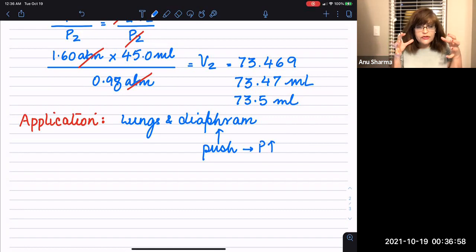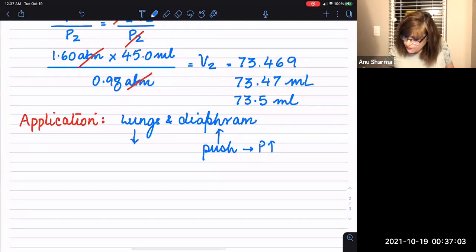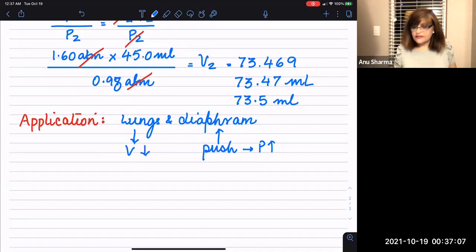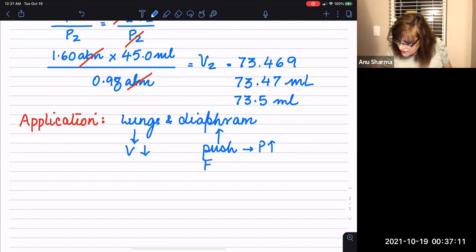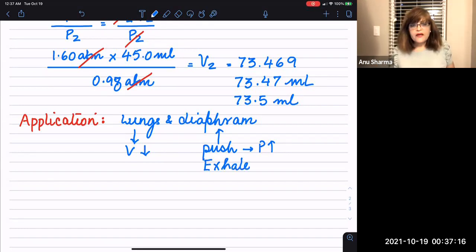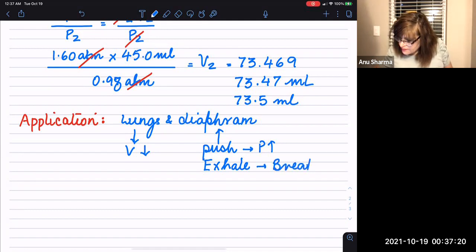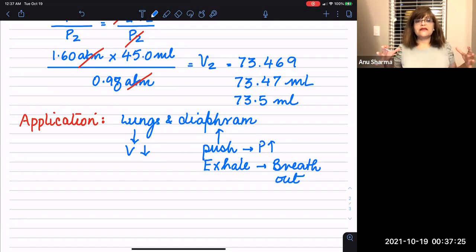And when the pressure on the diaphragm is increased, what happens to the lungs? The volume of the lungs goes down. So you can try this. You push it, that means you are exhaling. You exhale the air out, so that means you're breathing out. But when you breathe in, you're relaxing your diaphragm, and when you're relaxing your diaphragm, the volume is increasing, right?